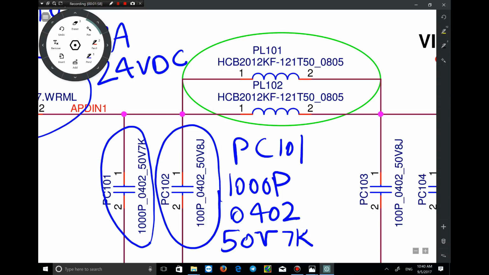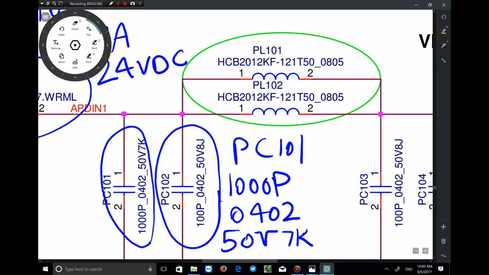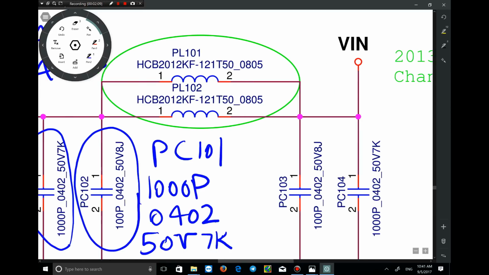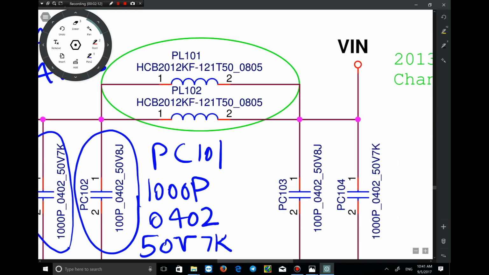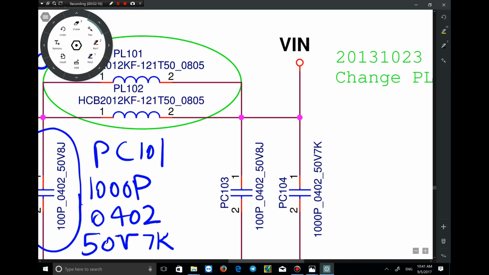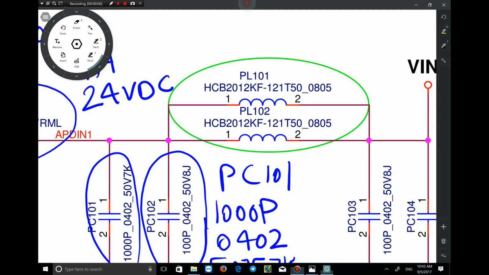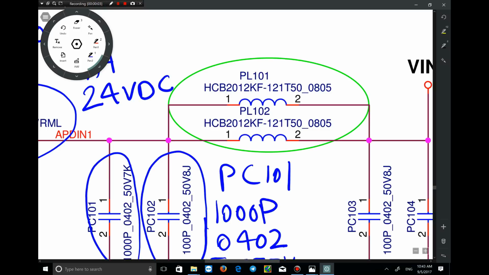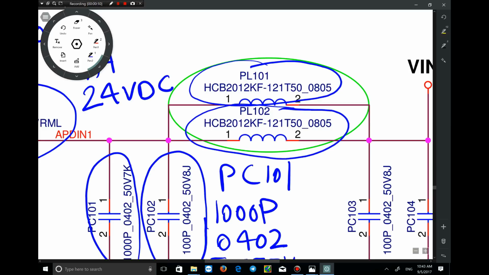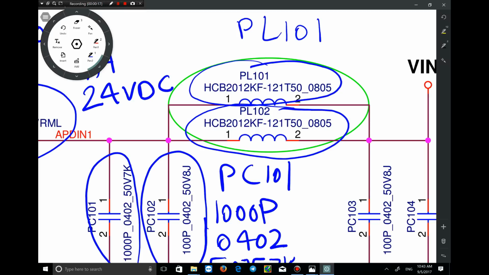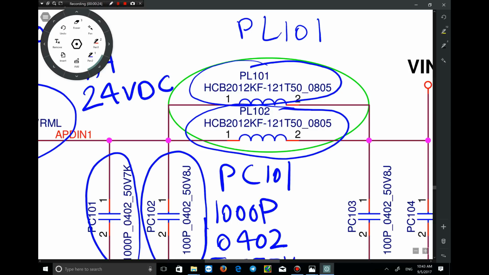The next component is the coil. There are two coils here, PL101 and PL102. As I said before, P is power, so this inductor or coil is a power inductor. It's related to power, and its number is 101. And the specifications are written as well.